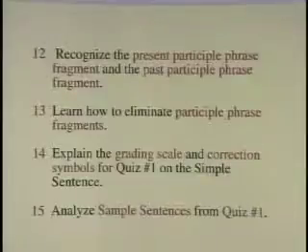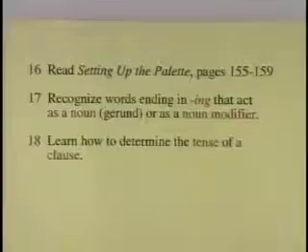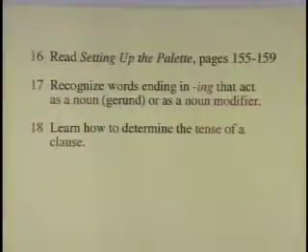And then we're going to switch gears, maybe not in this order, and talk about the grading scale and correction symbols that apply to quiz number 1 on the simple sentence. And we're going to analyze sample sentences from that particular quiz. We will go back to the Palette book again, and we'll talk about words that end in ing that are not necessarily verbs. They can act as a noun and even as a noun modifier. And we'll learn how to determine the tense of a clause.